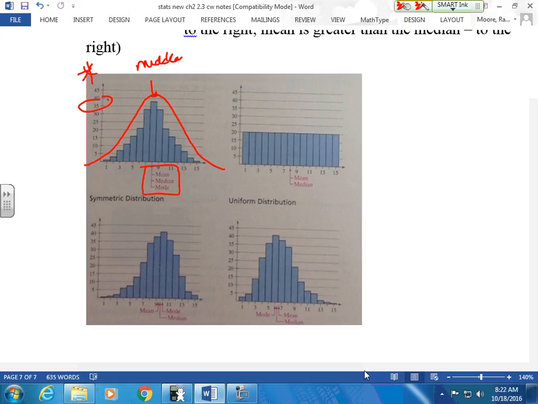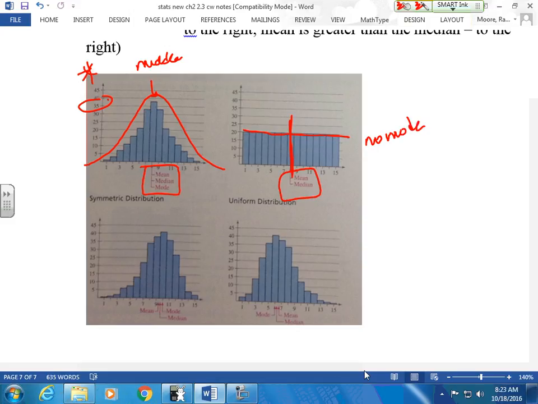Uniform graphs we see sometimes, not too often. A uniform graph, what happened to my mode? I see my mean and my median falling smack in the middle. Where's my mode? It's everyone. There is no mode. They're all the exact same. So there is no mode. Or they're all the same, like John was saying too. So my mean and my median fall in here, but there's no mode in here.